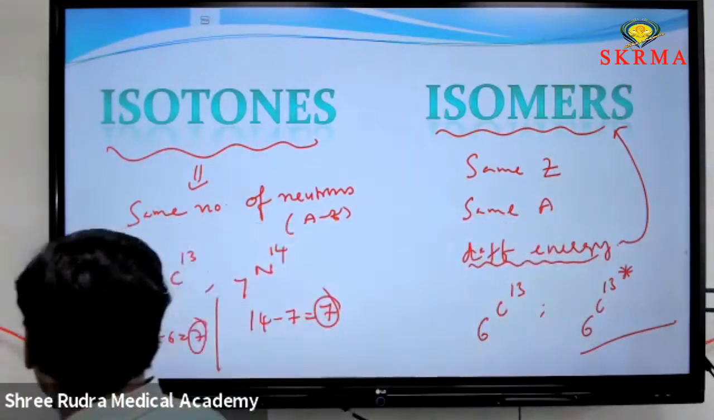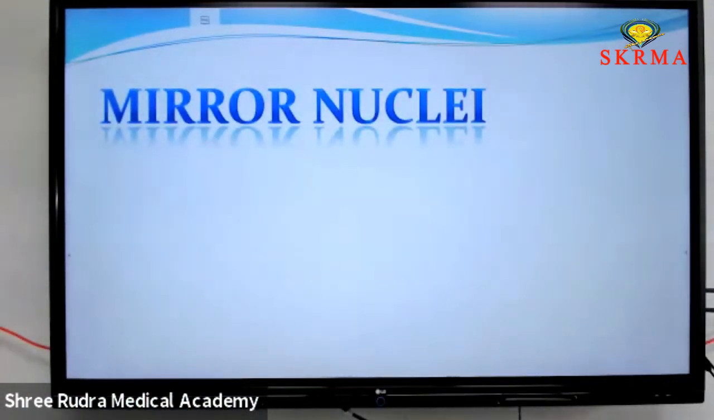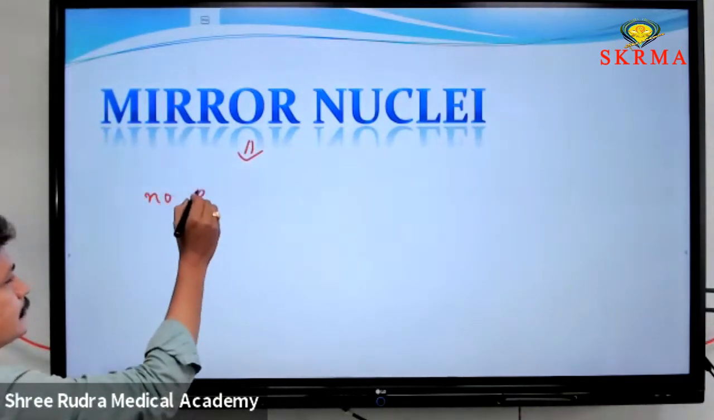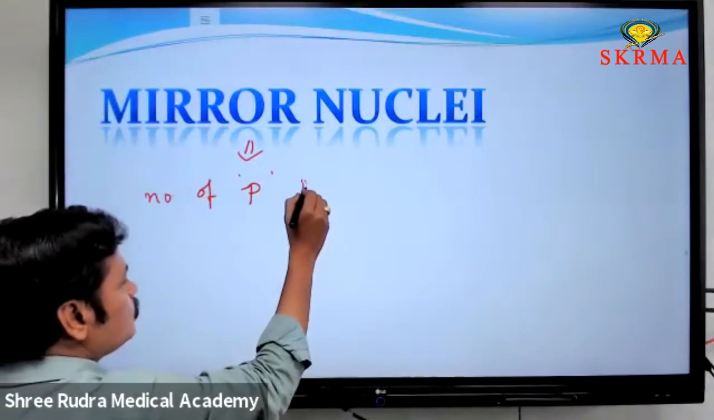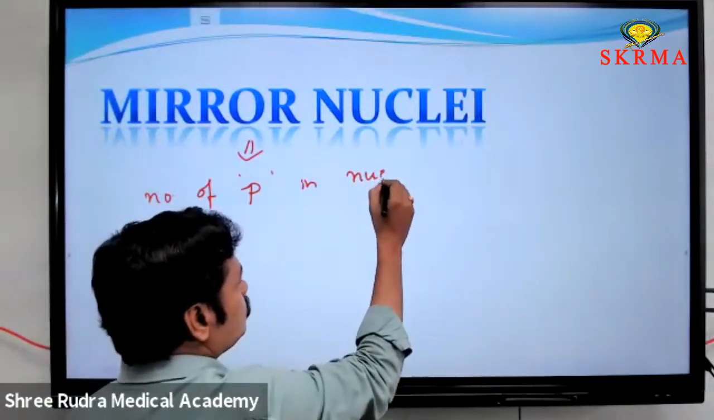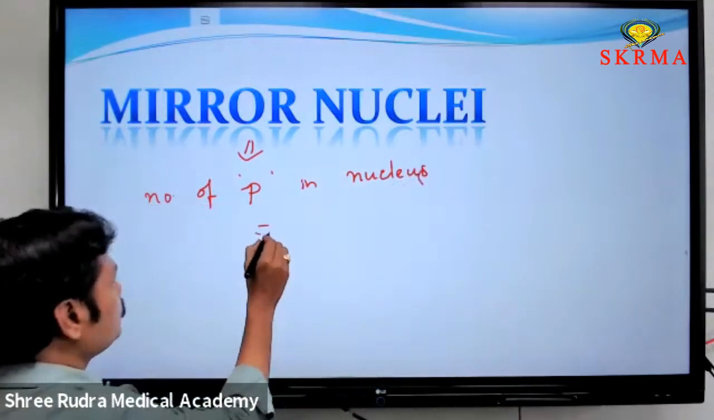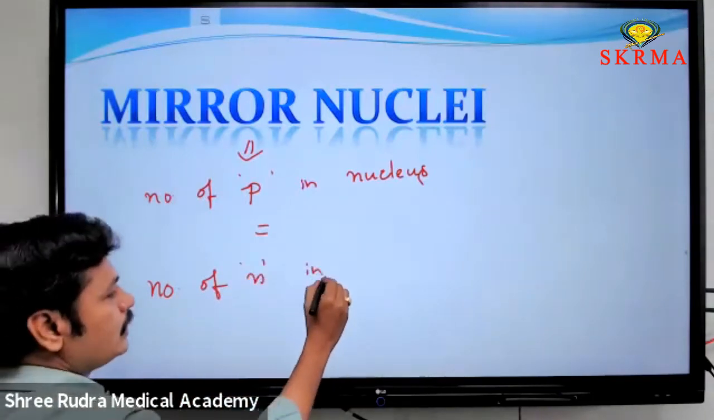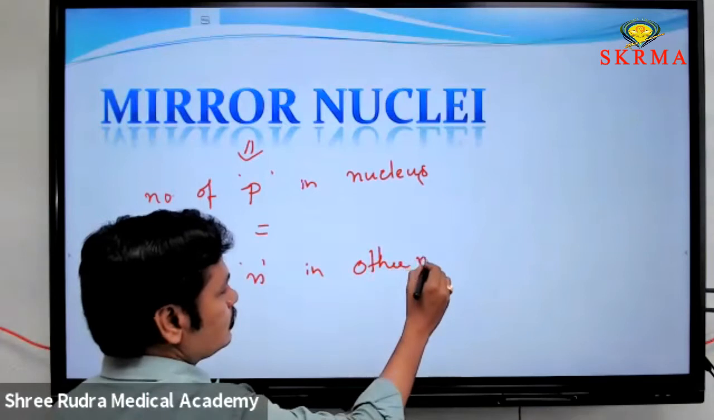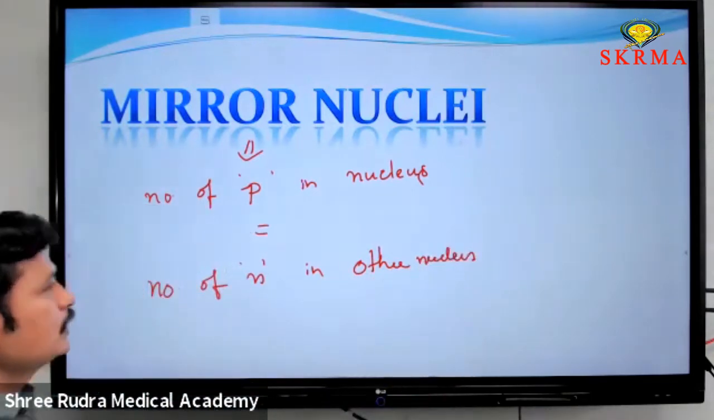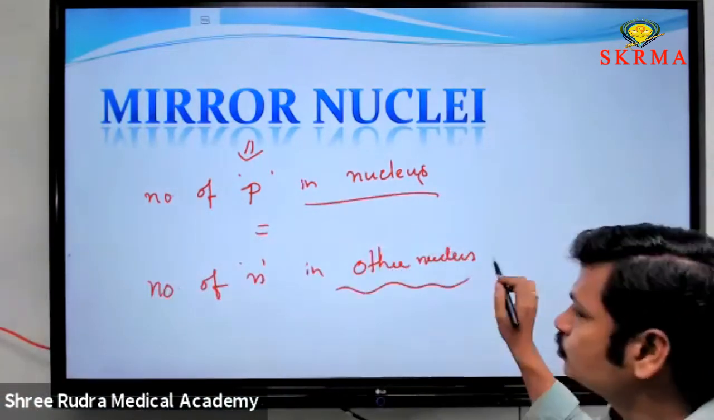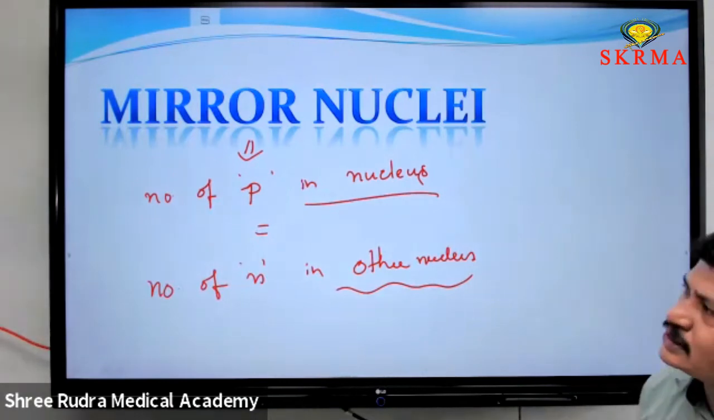And the next concept is mirror nuclei. This is also one of the important concepts. What are mirror nuclei? If the number of protons in one nucleus is equal to the number of neutrons in the other nucleus, then those two nuclei are said to be mirror nuclei.